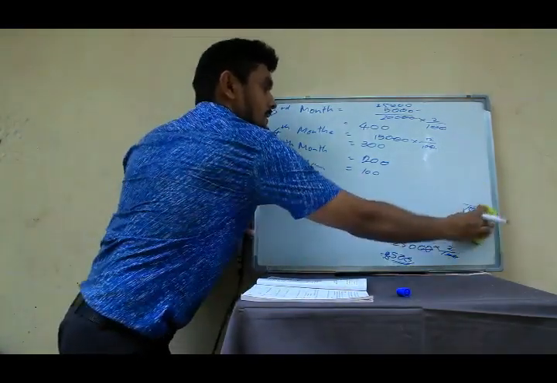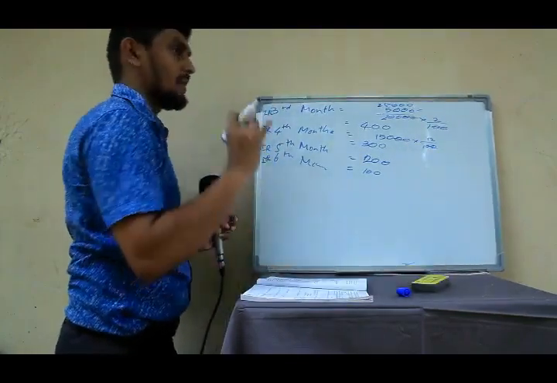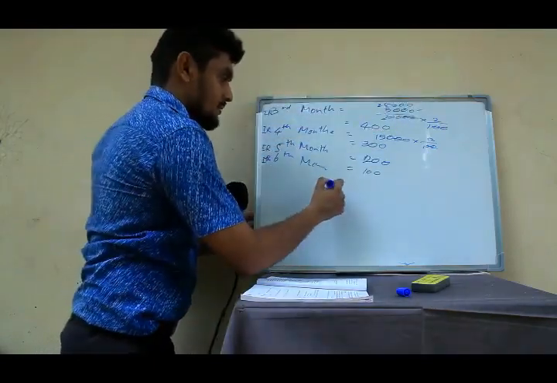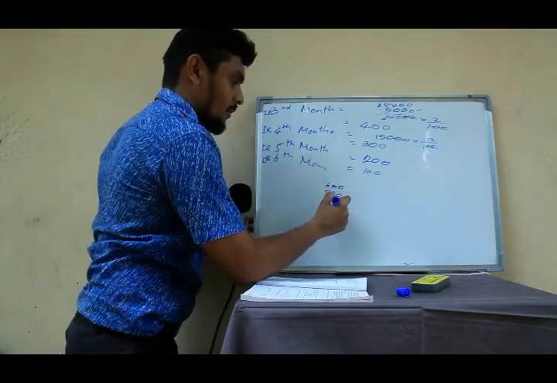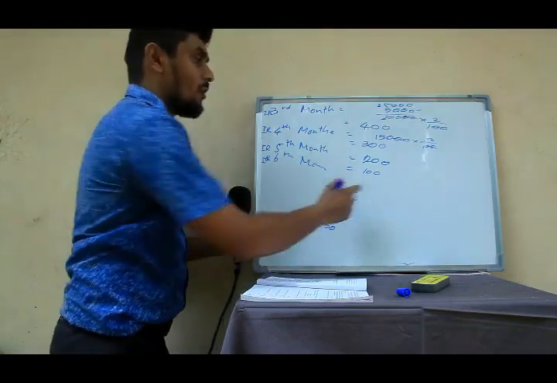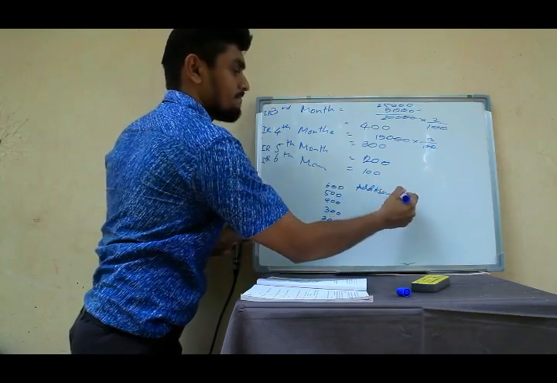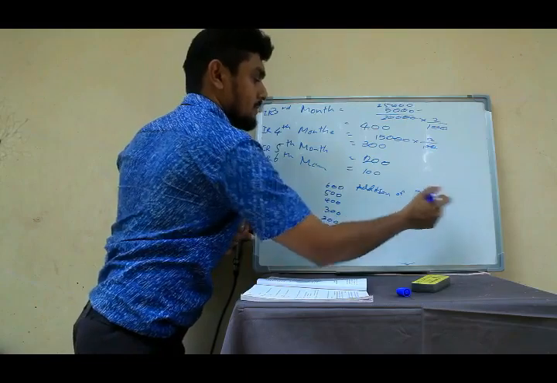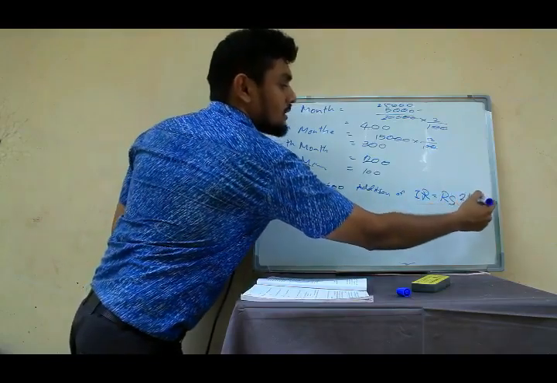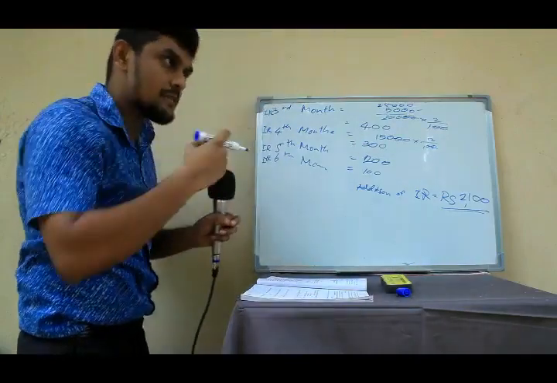Then the addition of the interest. First month, second month, third month, fourth month, fifth month, and sixth month: 600, 500, 400, 300, 200 and 100. So the addition of interest, how many rupees? Yes, 2100 rupees is the total interest for the 6 month period.